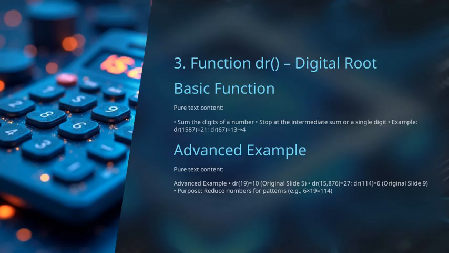Or take doctor 15,876, which equals 27 because 1 plus 5 plus 8 plus 7 plus 6 equals 27. And for doctor 114, summing 1 plus 1 plus 4 gives us 6. The key purpose of using digital roots like this is to reduce complex numbers into simpler forms, making it easier to spot patterns.